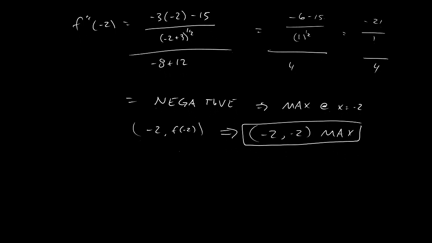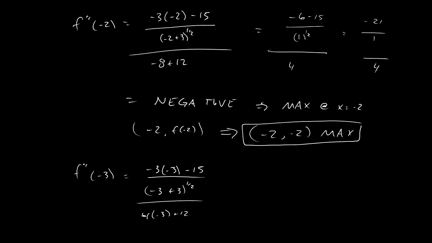Now let's see if our other one yields a minimum or what it yields. So f double prime of negative 3 is going to be (negative 3 times negative 3 minus 15) all over (negative 3 plus 3)^(1/2) times (4 times negative 3 plus 12). And we really can just stop right there, because we know this is going to be 0. Oh, look, this one's going to be 0 too. So really, this is non-existent because we're dividing by 0. Can't really do that. So if it is inconclusive, then there's nothing. We don't know what is there. The double derivative doesn't tell us.